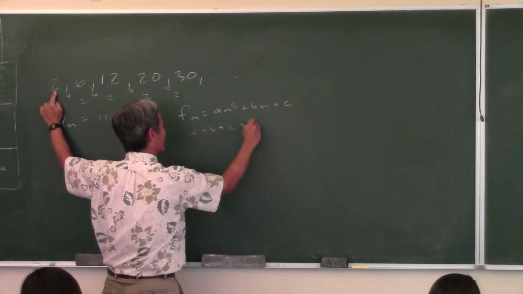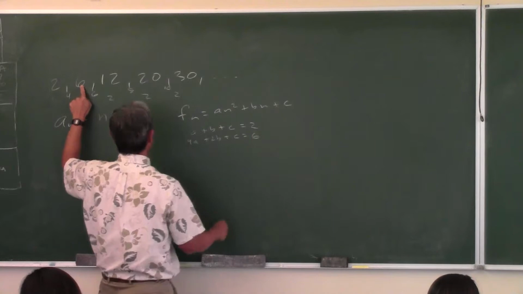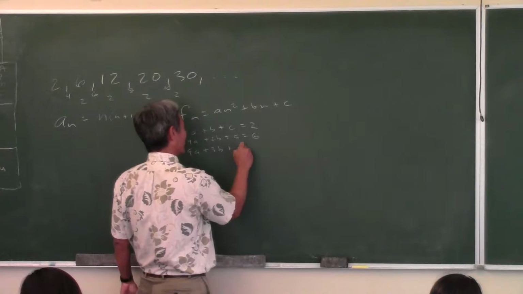If I plug 2 into this formula, I should get the second term of 6. So plug in 2 for n: 4a plus 2b plus c equals 6. Plug in 3, I should get 12: 9a plus 3b plus c equals 12. And then you just solve these equations.